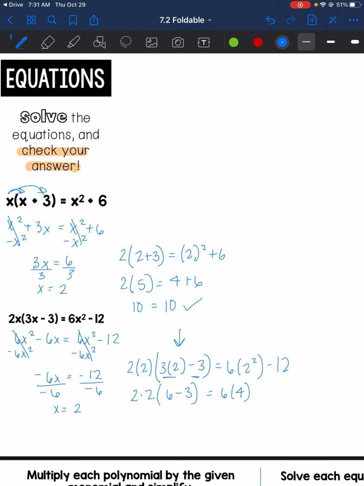That's equal to 6 times 4 minus 12. Okay, and then 6 minus 3 is 3, so we have 2 times 3, which is equal to 24 minus 12. 2 times 2 is 4, times 3 is 12. 24 minus 12 is 12. Okay, so that equation is true with the solution of x is equal to 2.